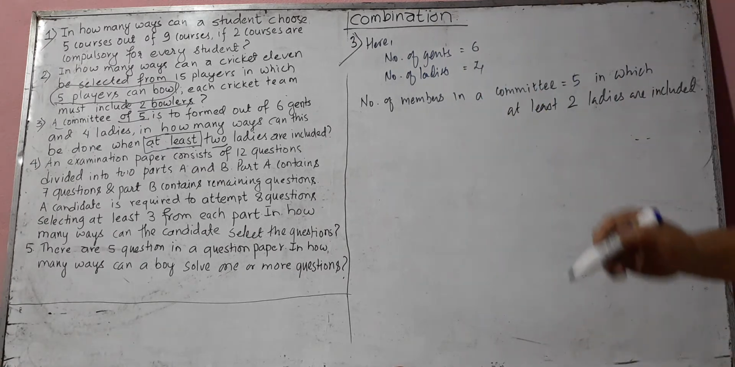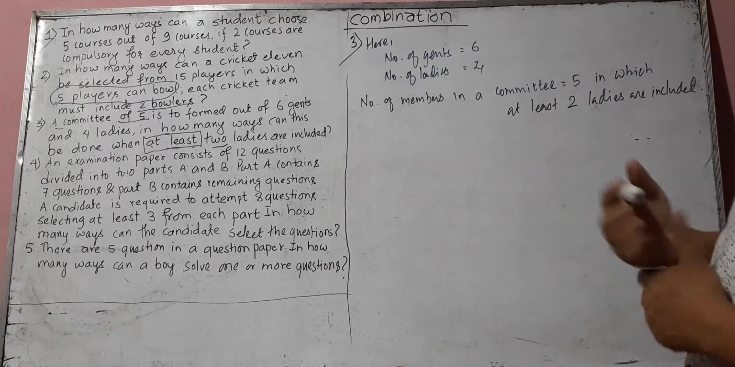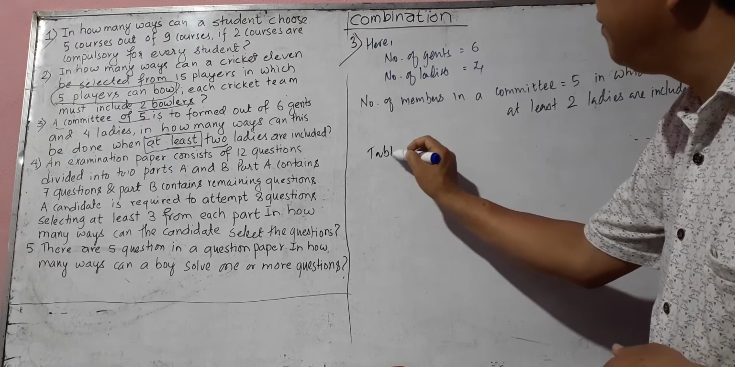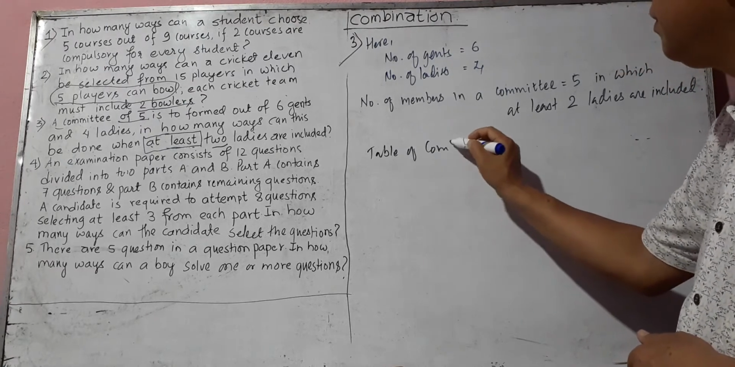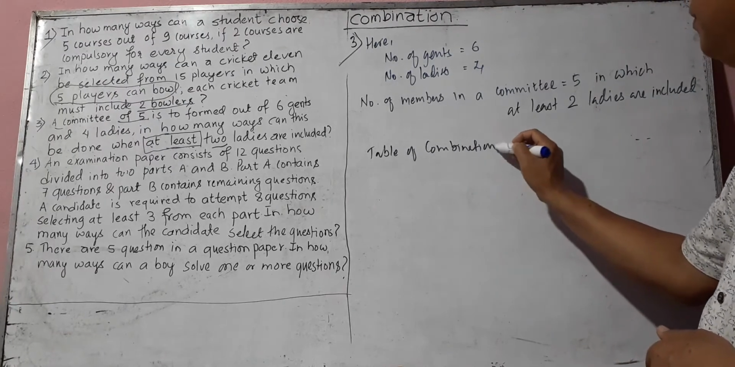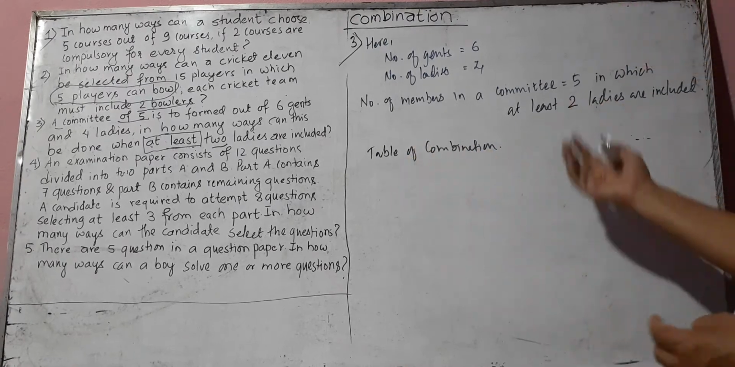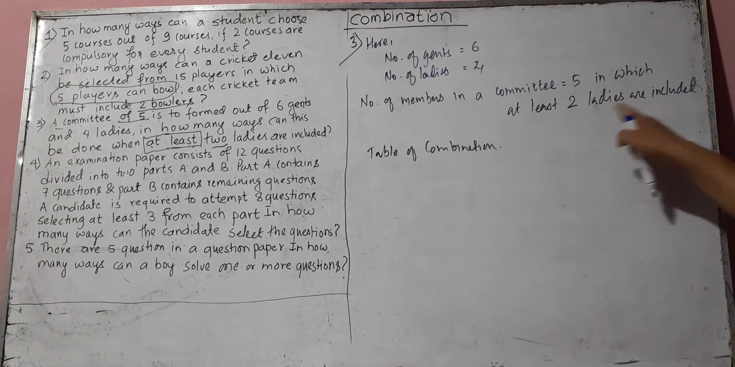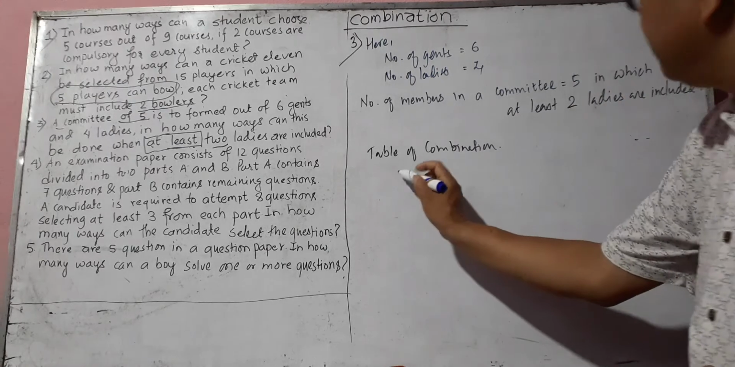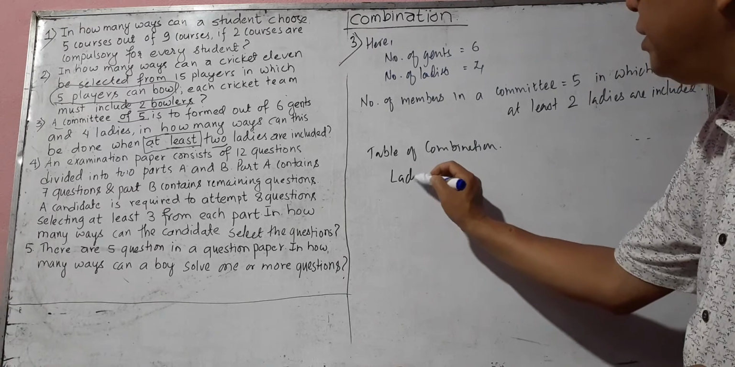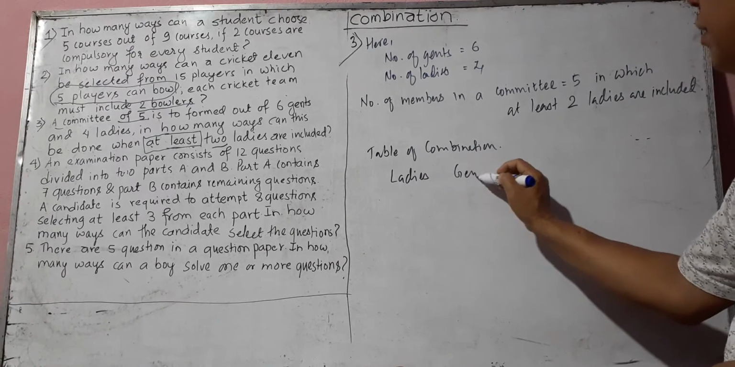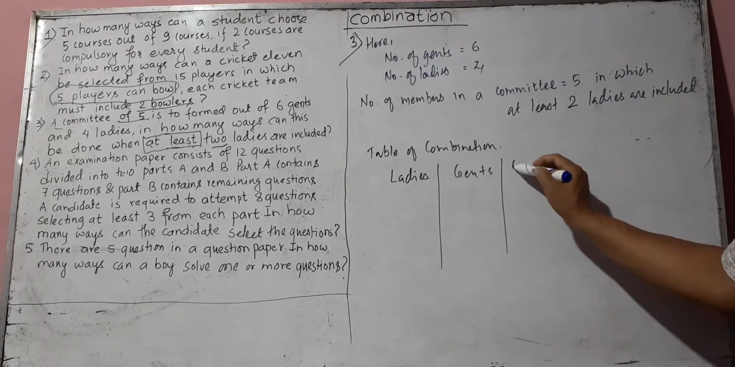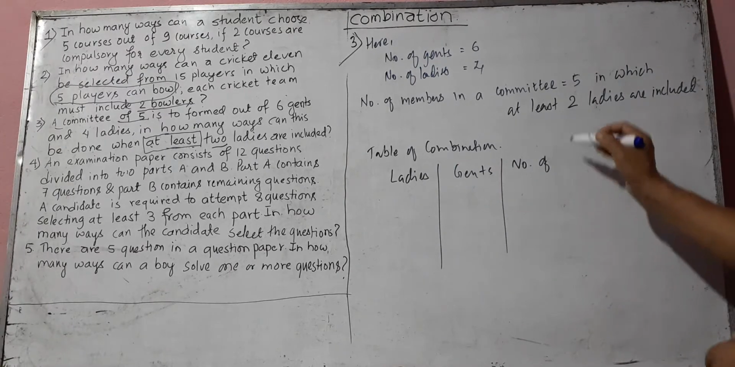Okay, now to solve this problem we make a table. So we write a table of combinations. Okay, so we have ladies and gents, and because at least 2 ladies are included, you write a column of ladies, a column of gents, and the combination and number of committees.